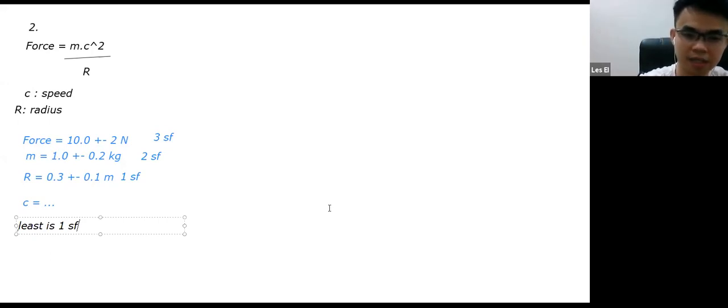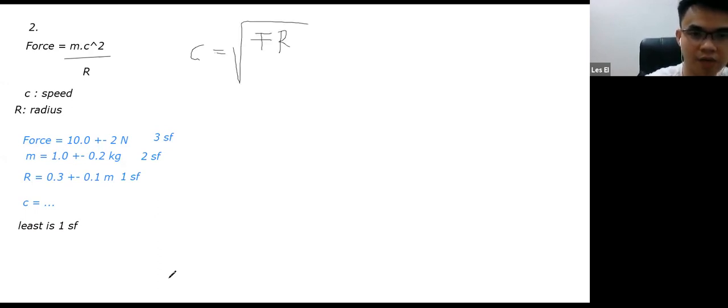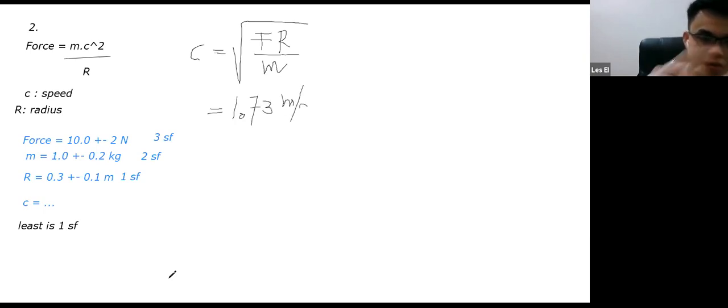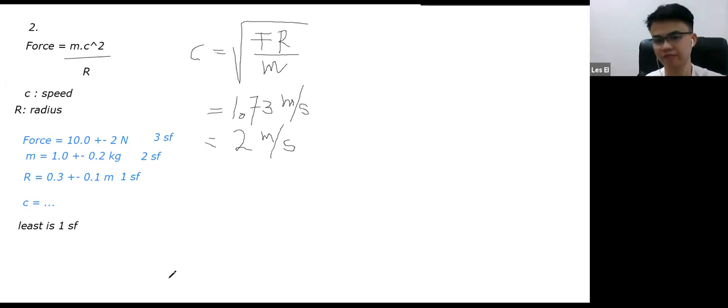Okay, you can make the C the subject first. So C is equal to the square root of F times R divided by mass. F times R divided by mass, and you square root it. So try to calculate. The answer is 1.73. Okay, so if I want to write it as 1 SF, it means I will write it as 2.